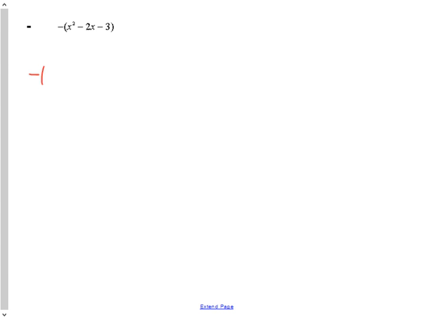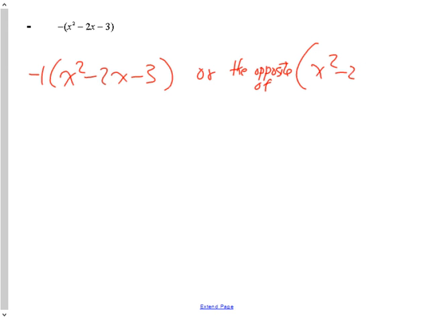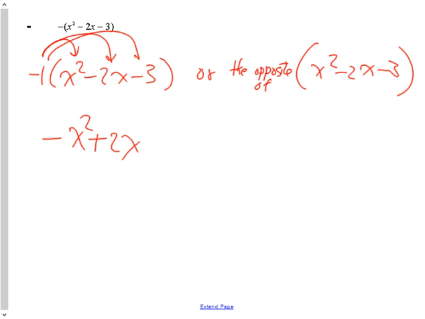Here, there's two ways to do it. You can think of this as being negative 1 times x squared minus 2x minus 3. Or the way I like to think of it is the opposite of x squared minus 2x minus 3. And either way you do it, if you multiply this out, you get negative 1 times x squared, or negative x squared. Negative 1 times negative 2x, well, 1 times 2x is 2x, and a negative times a negative is a positive, and a negative 1 times a negative 3 is a positive 3.